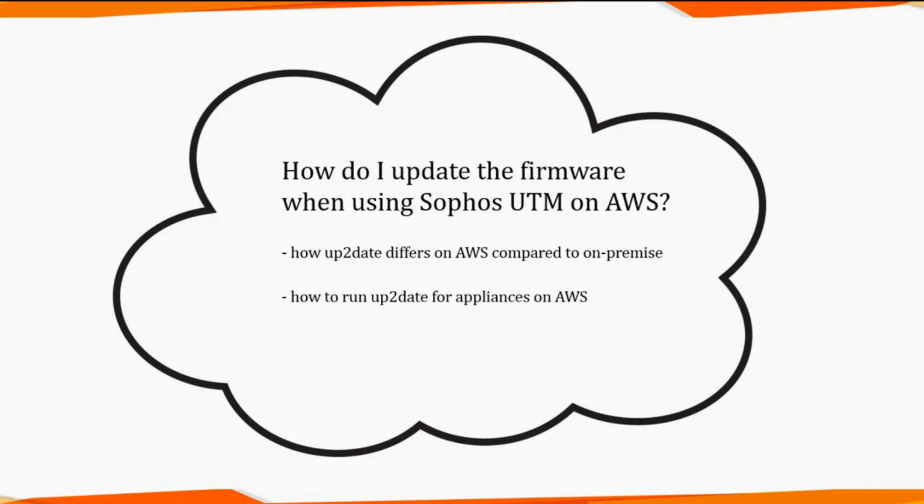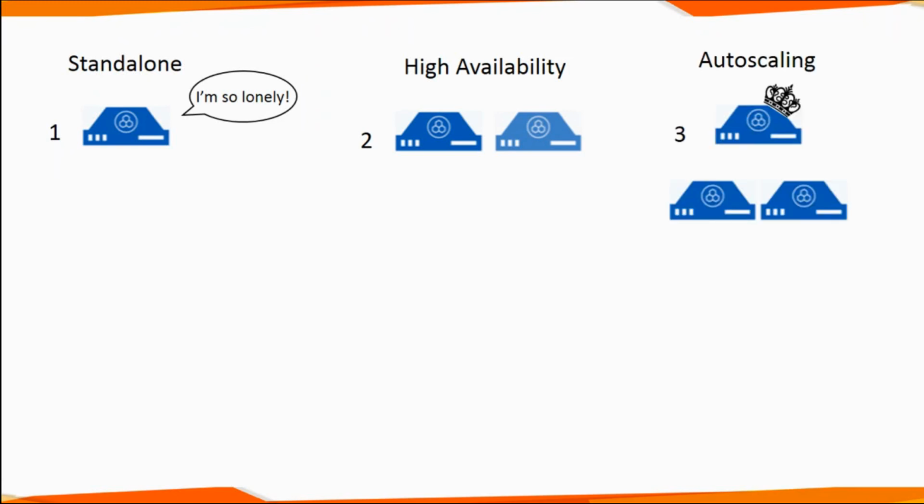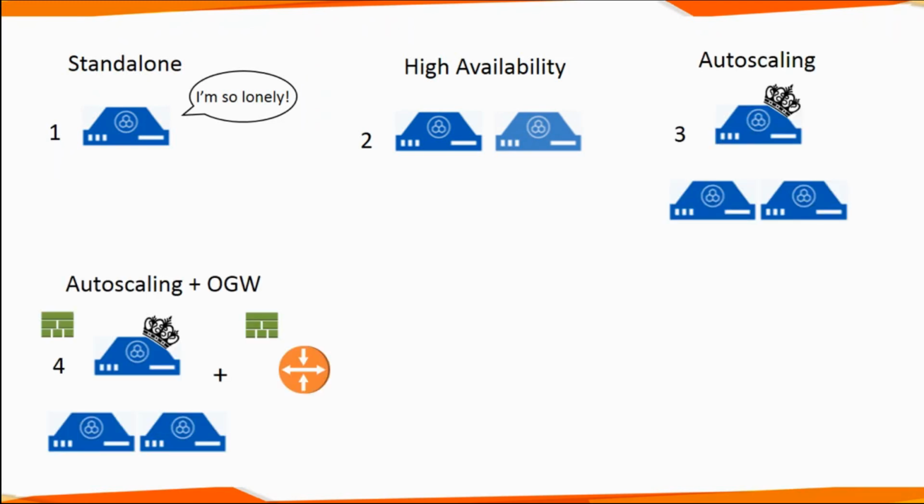All right, so for all intents and purposes, there are 5 deployment scenarios for UTM on AWS. One is a single instance. Number 2 would be a high availability deployment, either in cold or warm standby. Number 3 is, of course, the auto-scaling solution. Number 4 is when you've deployed auto-scaling with one CloudFormation template, and then after the fact have also deployed the egress gateway or the outbound gateway using a separate CloudFormation template.